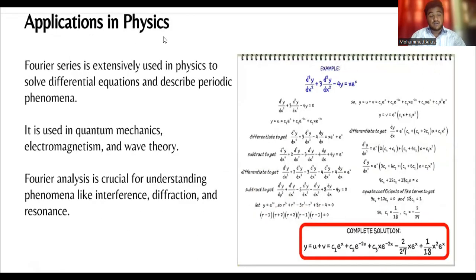Applications in physics. It also plays a major role in solving equations in physics. Fourier series is extensively used in physics to solve differential equations and describe periodic phenomena. It is used in quantum mechanics, electromagnetism, and wave theory. Fourier analysis is critical for understanding phenomena like interference, diffraction, and resonance.